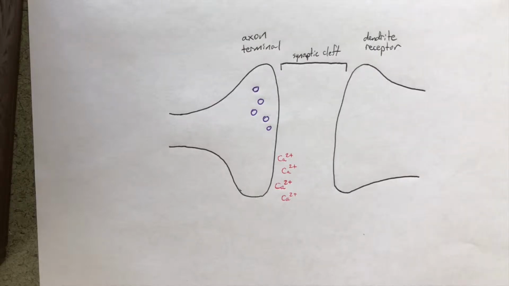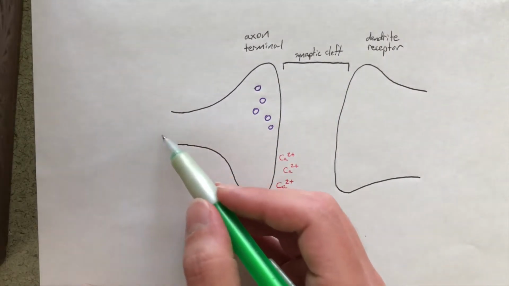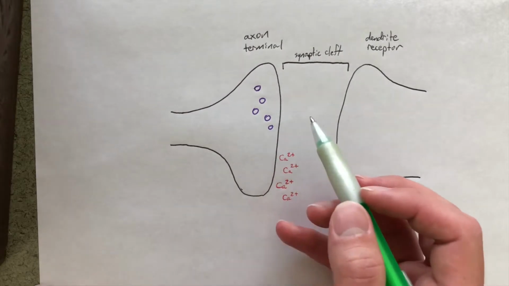Now, in the last video, we talked about the mechanism of an action potential when it moves down an axon. But what happens when it arrives at the axon terminal? So right here, the axon terminal, the axon was back here. We've moved all the way down to the end of the axon. Now we're at the axon terminal.